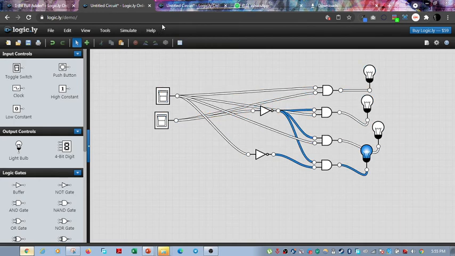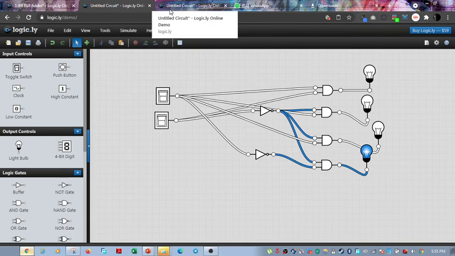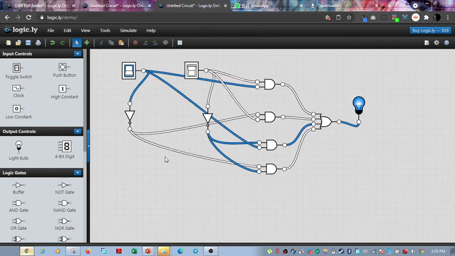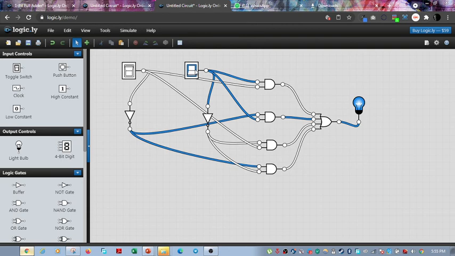Let us now look into the circuit design of multiplexer. So multiplexer converts multiple inputs into a single output. When the input is 00, we get the output as 1. When the input is 10, we get output as 1. When the input is 01, we get output as 1. When the input is 11, we get output as 1.